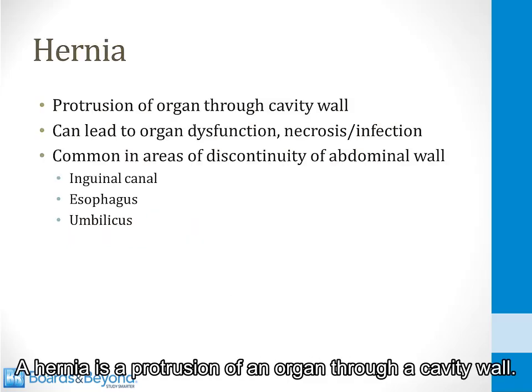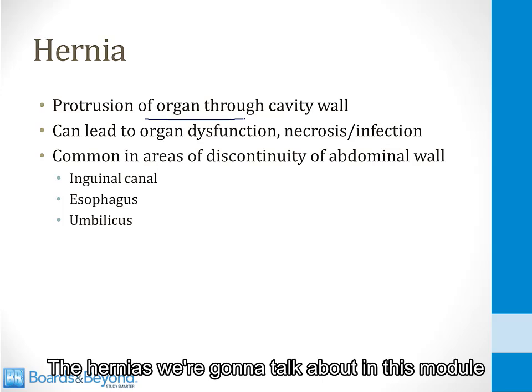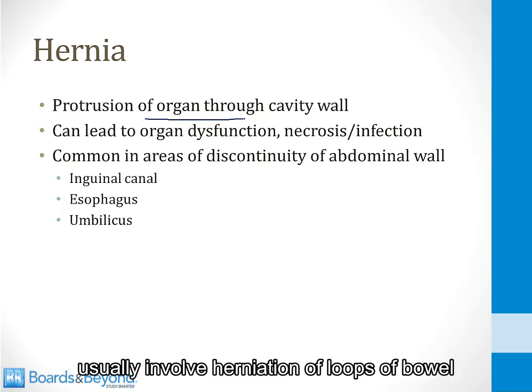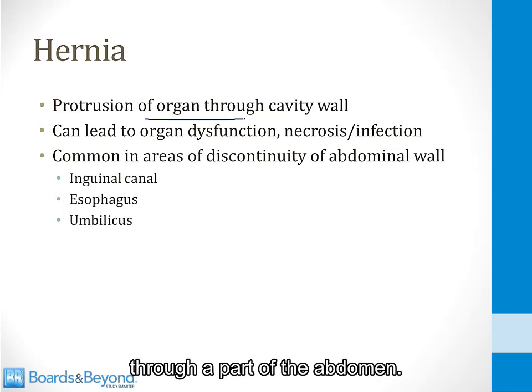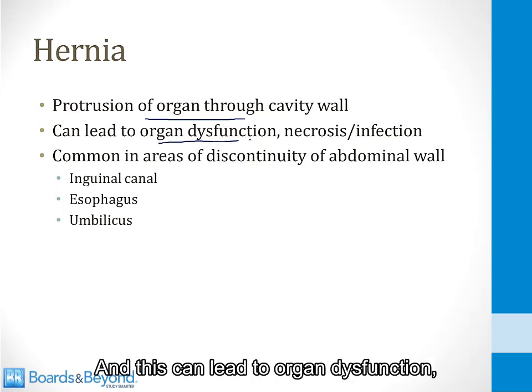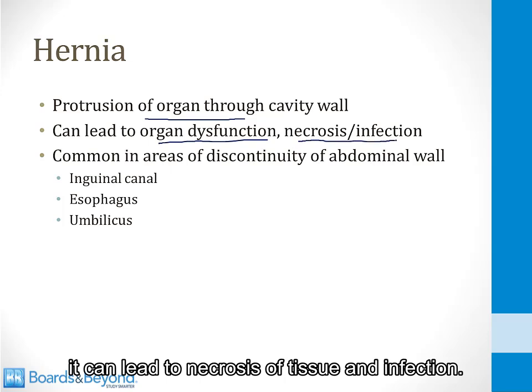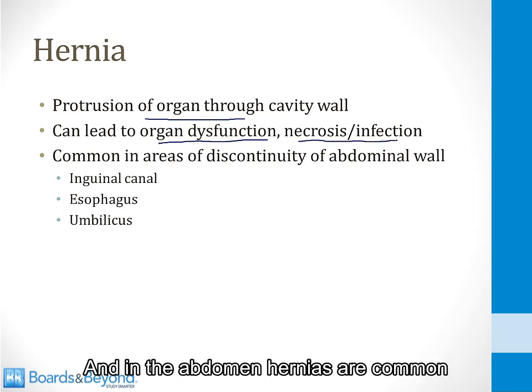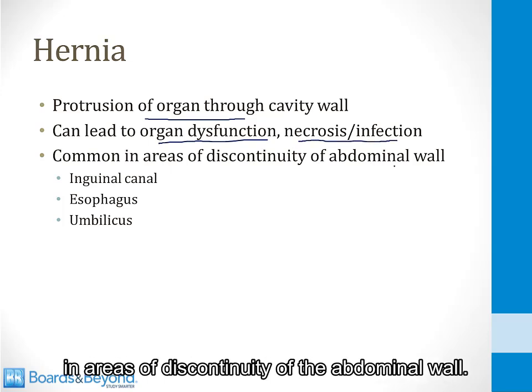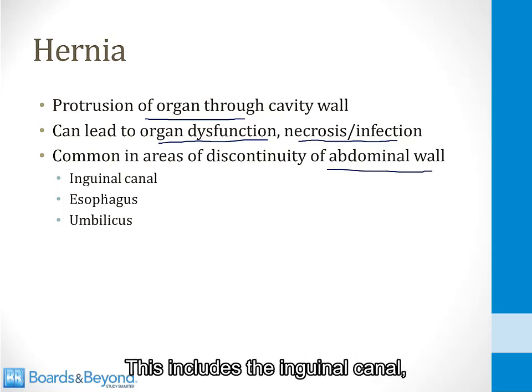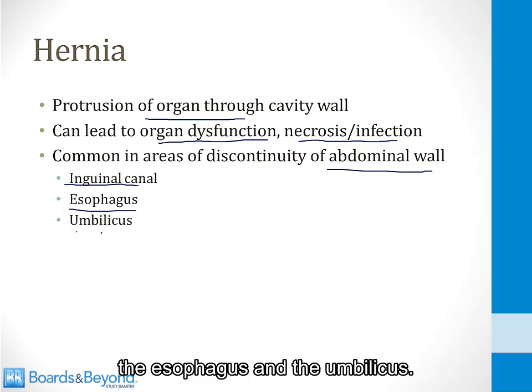A hernia is a protrusion of an organ through a cavity wall. The hernias we're going to talk about in this module usually involve herniation of loops of bowel through a part of the abdomen, and this can lead to organ dysfunction. It can lead to necrosis of tissue and infection. And in the abdomen, hernias are common in areas of discontinuity of the abdominal wall. This includes the inguinal canal, the esophagus, and the umbilicus.